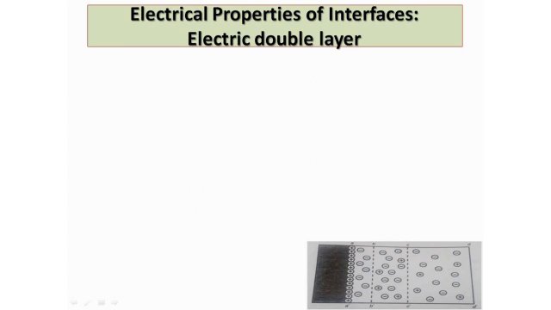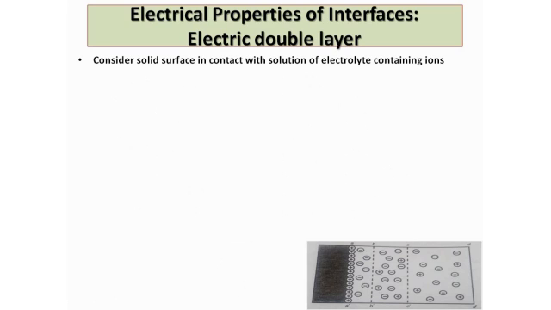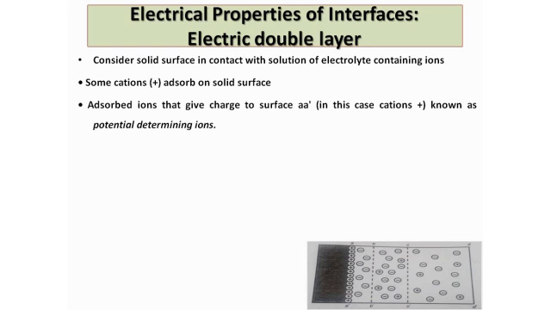Now, electrical properties at the interfaces. So how does the electrical double layer form? Again I am saying the same thing. Let us consider a solid which is in contact with a solution of electrolytes which contains ions. Now what will happen? As discussed earlier, some cations will get adsorbed at the surface of the solid. This is shown by A prime. The adsorbed ions give charge to the A prime. This adsorbed ion layer, A prime, is known as the potential determining ions.